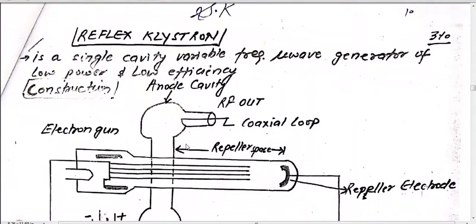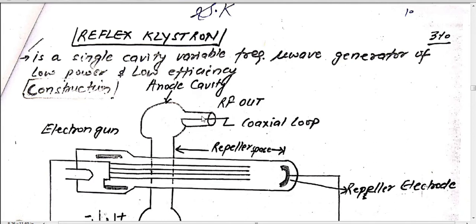Hello students, the topic of today's discussion is reflex klystron, which is basically a microwave generator. Now the reflex klystron is a single cavity variable frequency microwave generator of low power and low efficiency. Now this is most widely used in application where variable frequency is desired.